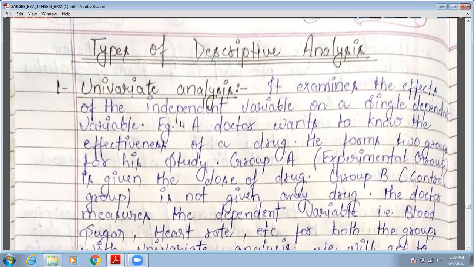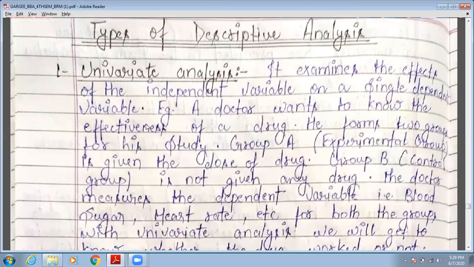So, for example, a doctor wants to know the effectiveness of a drug. He formed two groups for his study. Group A, the experimental group, is given the dose of the drug, and Group B is the control group. So, a doctor wants to evaluate and examine the effectiveness of a drug, a medicine. For that, he divided the population into two groups, Group A and Group B. Group A will be the experimental group, on which the experiment will be done. Group B will be the control group, which we will use for analysis and comparison.